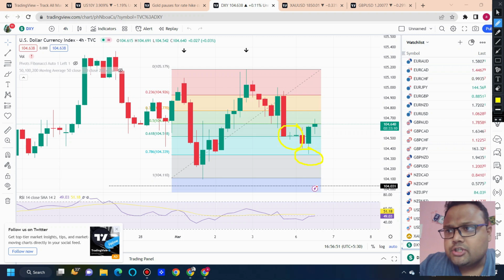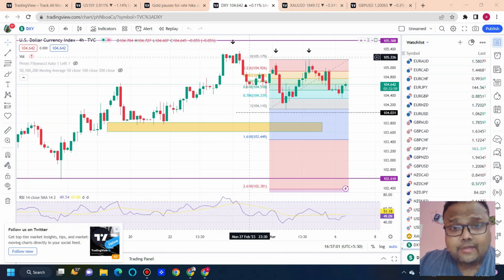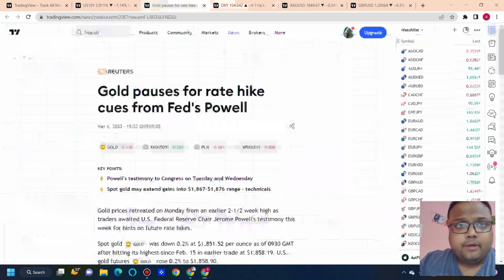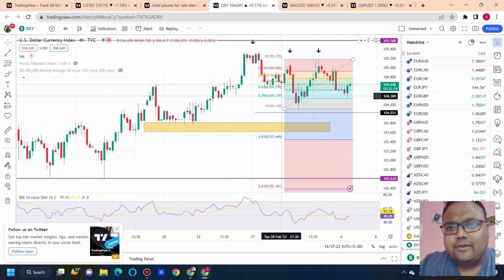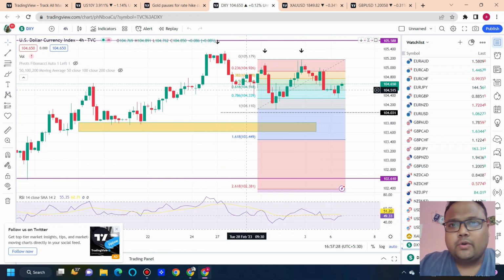If we look at the major structure of the market, then this market is sideways. As a result, the market should remain within the range only, because if you look at the news, gold pauses for rate hike news from Fed's Powell. So my dear friends, the market is waiting for the news so that it can move. Most probably DXY will stay within the range for the next couple of days, and gold will also just stay within the range only.